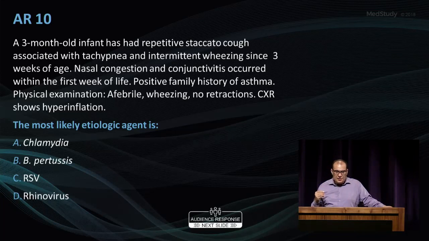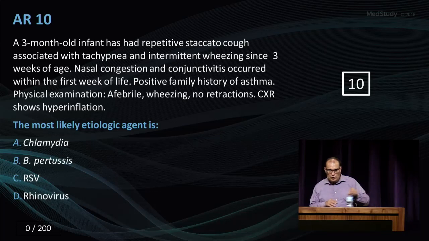Let's do this. A 3-month-old infant has repetitive staccato cough associated with tachypnea, intermittent wheezing since 3 weeks of age. Nasal congestion, conjunctivitis occurred within the first week of life. Positive family history of asthma. Physical examination, afebrile, wheezing, no retraction. Chest X-ray shows hyperinflation. What's the most likely etiological agent?